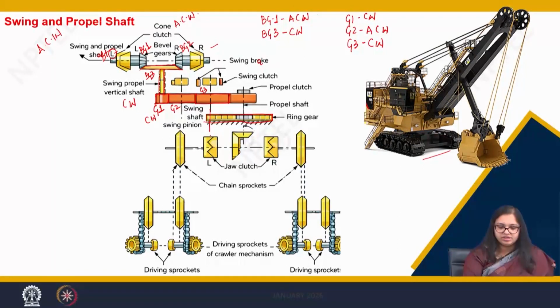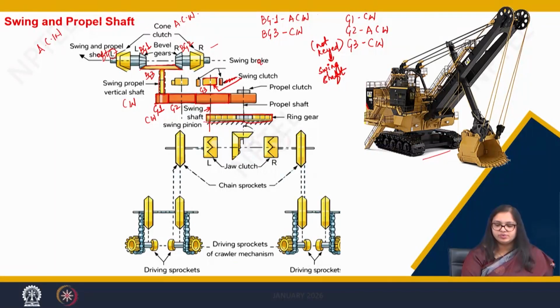So, and this is the swing clutch. These are the swing brakes and this is the swing clutch. My swing clutch gets engaged with this gear 2. My gear 2 is not keyed to my swing shaft. Okay, so this is the swing shaft.